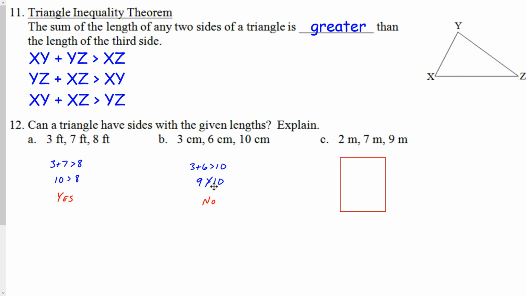With B, you'd have to check the inequality where you take 3 plus 6 and see if that's greater than 10. You get 9 is greater than 10. That's not true. So these cannot create a triangle. With C, you'd have to check that 2 plus 7 is greater than 9. 9 is not greater than 9. It's equal to. So those three lengths also cannot create a triangle.